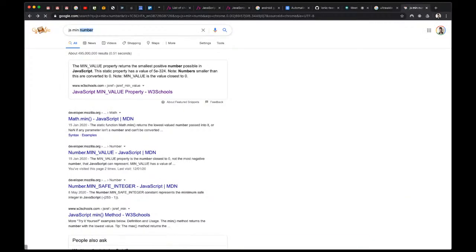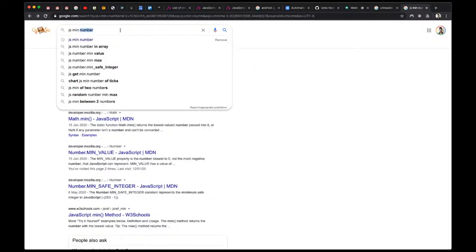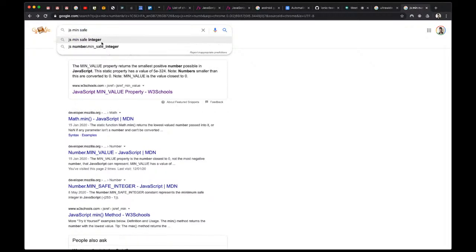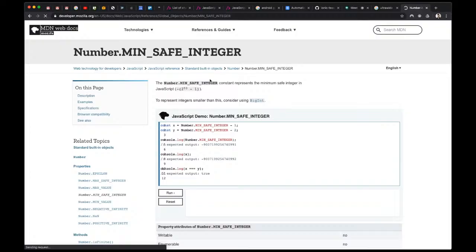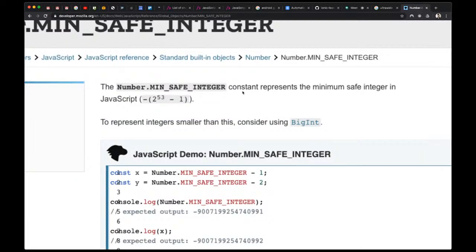safe integer. Oh, sorry guys. I'm trying to type. I promise. Min safe integer. That one. Look. The Number.MIN_SAFE_INTEGER constant represents the minimum safe integer in JavaScript. Look at the number. I don't really care about what that number is, but the thing is, there is nothing below that number in JavaScript.